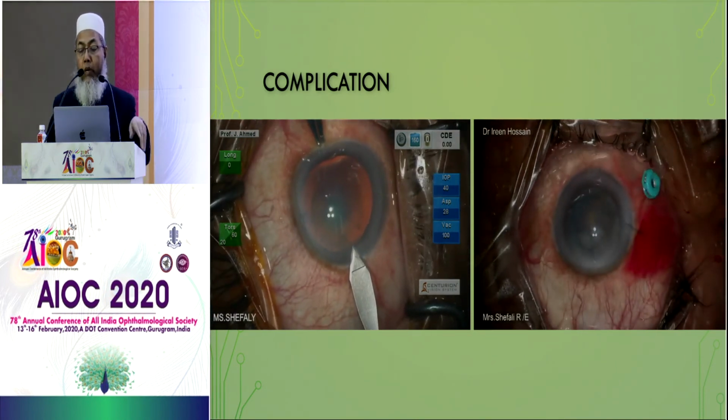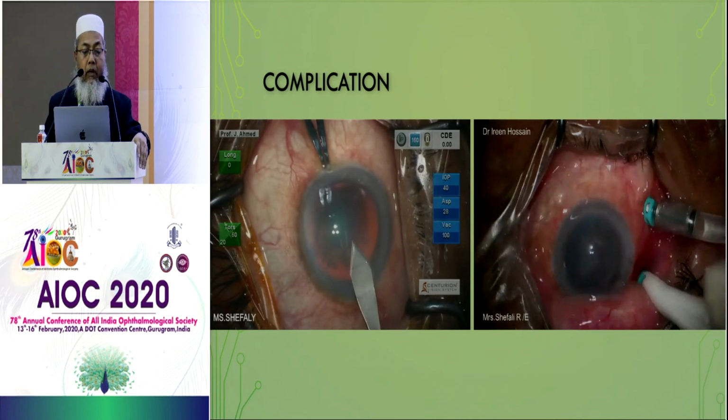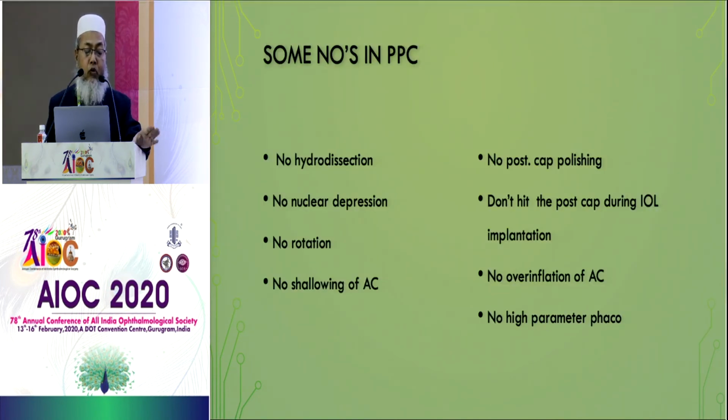There are some no's in case of posterior polar cataract. There should be no hydrodissection, no nuclear depression, no rotation, no collapsing of the anterior chamber, no posterior capsular polishing, don't hit the posterior capsule during intraocular lens implantation, no overinflation of the anterior chamber, and no higher parameter phaco should be done.